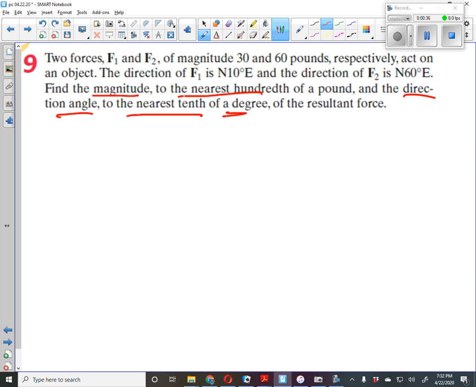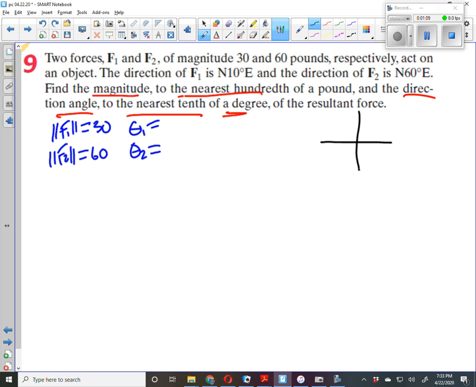So we've got to make sure we answer the question at the end, I guess is what we need to say. So start out with, in order to write F1 and F2, we need to know that the magnitude of F1 is 30. The magnitude of F2 is 60. Theta 1 and theta 2, we're going to get from drawing a picture here.